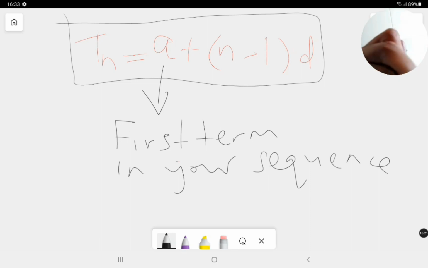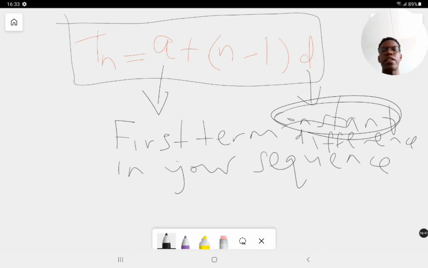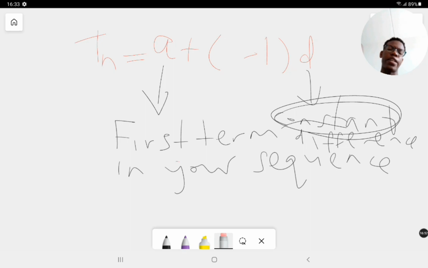D, I described it earlier on, is the constant difference. Meaning, when you take two successive terms and you subtract them from one another, that's the value that you're going to get. The constant difference. It has to be constant. And then n is the position. So remember, if you had T1 or T2 or T3 or T4, whatever, this represents the position.